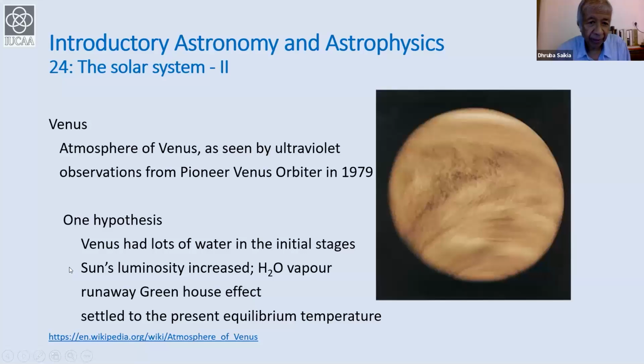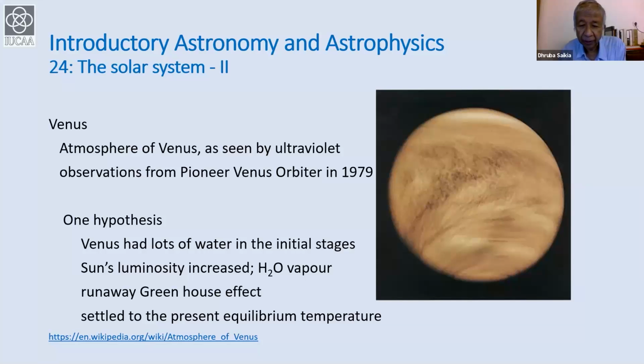So let's look at the atmosphere of Venus as seen by ultraviolet observations from Pioneer Venus Orbiter in 1979. Venus is believed to have had lots of water in the early stages, but the sun's luminosity increased, the water vapor vaporized, there was a runaway greenhouse effect, and it has settled down to this present equilibrium state where it is hot due to the solar radiation, which is trapped inside with the gaseous environment of carbon dioxide, water vapor, etc.